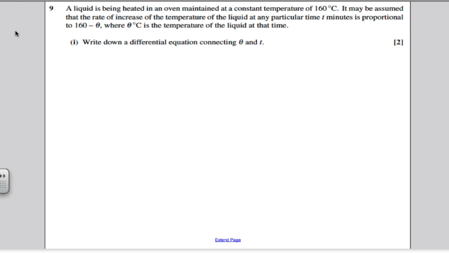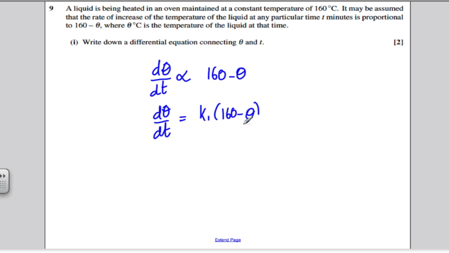Here we go. It tells us a liquid is being heated in an oven so that it has a constant temperature of 160. The rate of increase of the temperature of the liquid at any particular time is proportional to the following. So, if theta is the temperature, the rate of change of the temperature with respect to time is proportional to, and we're having an increase here, 160 minus theta. So in particular, d theta by dt must equal some constant, let's call it k1, times 160 minus theta.